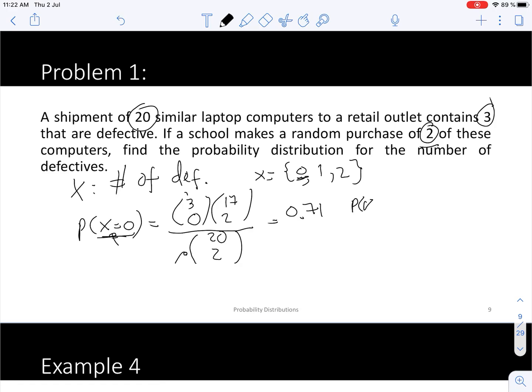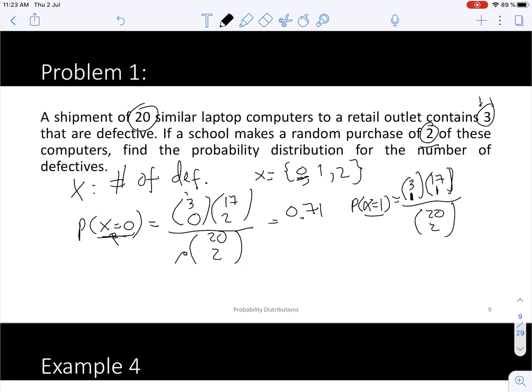Probability of x equal to 1 means that the school will get 1 defective laptop. So the number of sample points is the same thing, right? 20 combination 2. There are 20 laptops in total. They are gonna buy 2, so it's a selection where the order doesn't matter. Now from the 3 defective laptops in the whole batch, since x is equal to 1, they will get 1, right? So 1 is taken from there. And you need to consider also the good computers, right? So out of the 17, they are also gonna get 1 good computer.